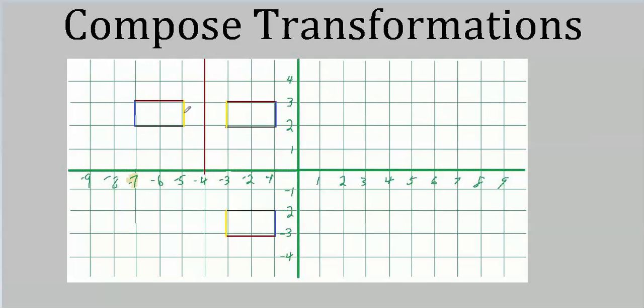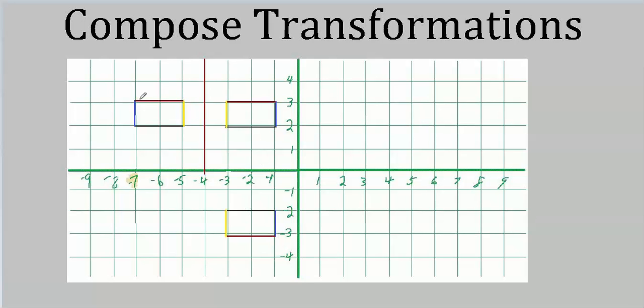But if you make them different colors, or conversely, you can label the vertices A, B, C, D, and then see where, if this were A, then A prime would be over here. Colors are kind of graphic. So we reflect it and get this, just like we did before. But now we reflect it again about the x-axis. And we get this.